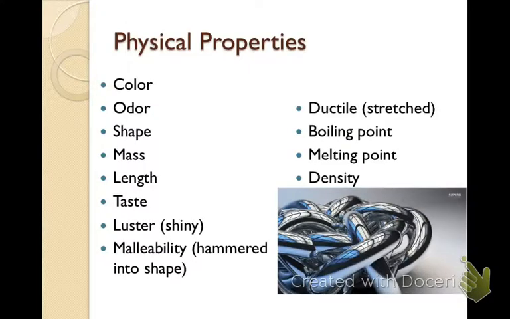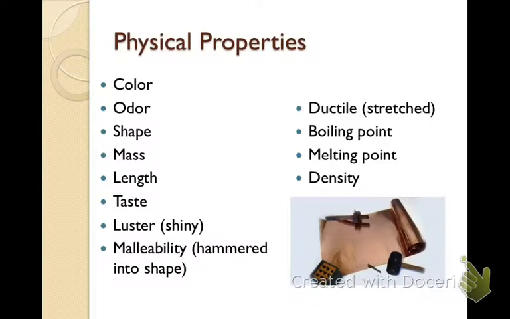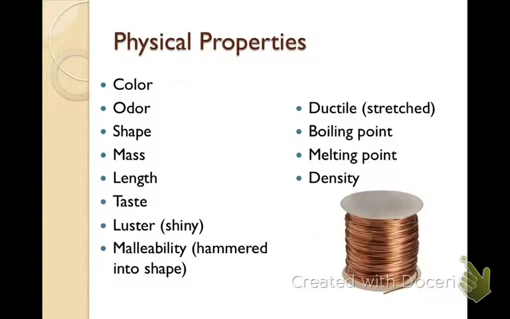We can also see how malleable it is, so we can hammer them into shape or into flat sheets, like for this copper. We can also stretch them out, which is seeing how ductile they are. In this case, still copper, we can actually draw it down to wires, and that's really useful because we use copper wiring for supplying any of our electronics. It has a great conductivity of electricity. We can look at their boiling point, melting point, or their density as well. So these are all physical properties.